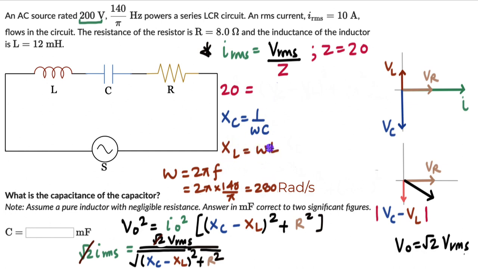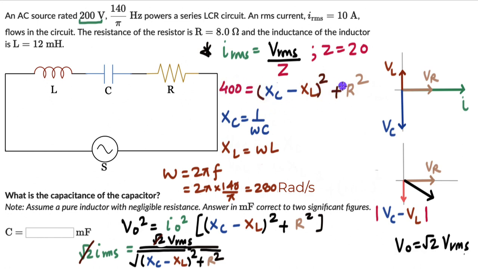And we already know the value of the inductance, that is 12 millihenry, and the value of the resistance, that is 8. So what remains is only one unknown, that is C. Let's try and figure that out. So this 20 is equal to under root (XC minus XL) whole square plus R square. If we remove the under root, you will get 400 on the left hand side, because that is what 20 square is. How did we get 400? We removed this square root, and when we do that, we have to square both the sides. So that is 400 equals this entire thing.